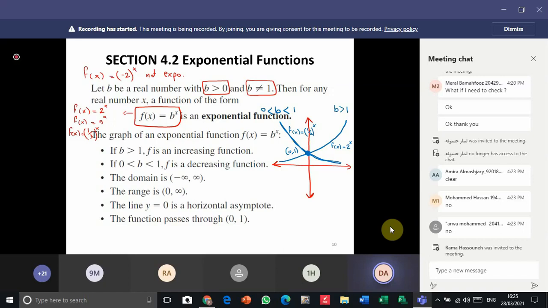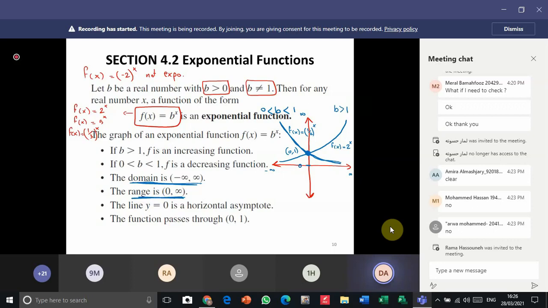Okay. The domain of the exponential function is from minus infinity to infinity. This is the domain of the exponential function. The range is from 0 to infinity. The range, the value of y, from 0 to infinity. This is the range.